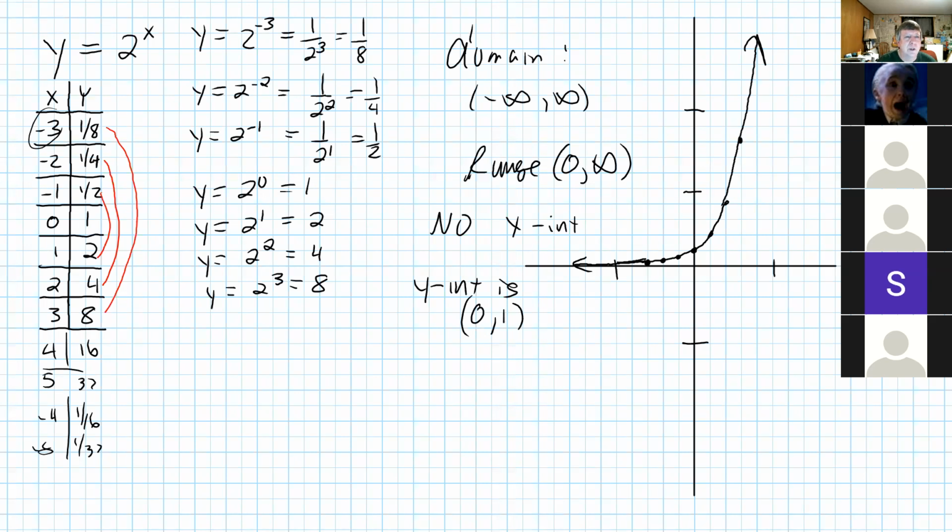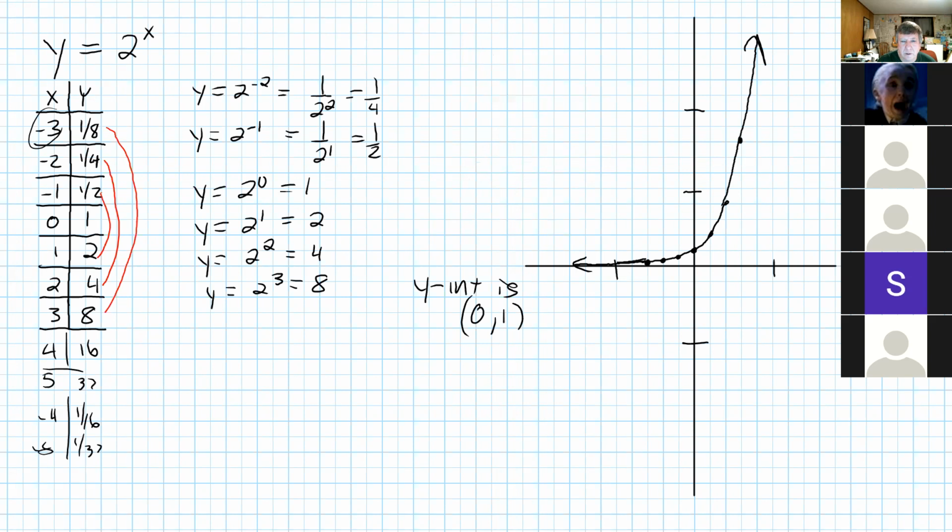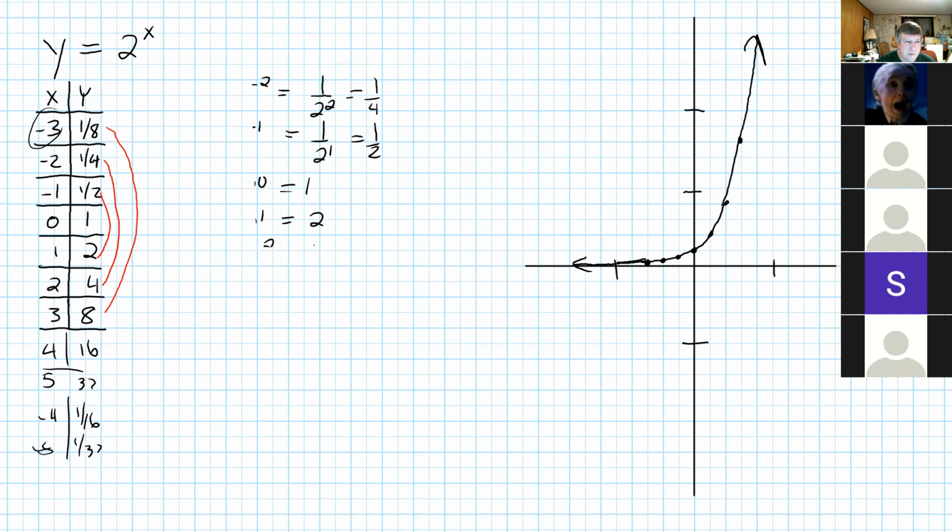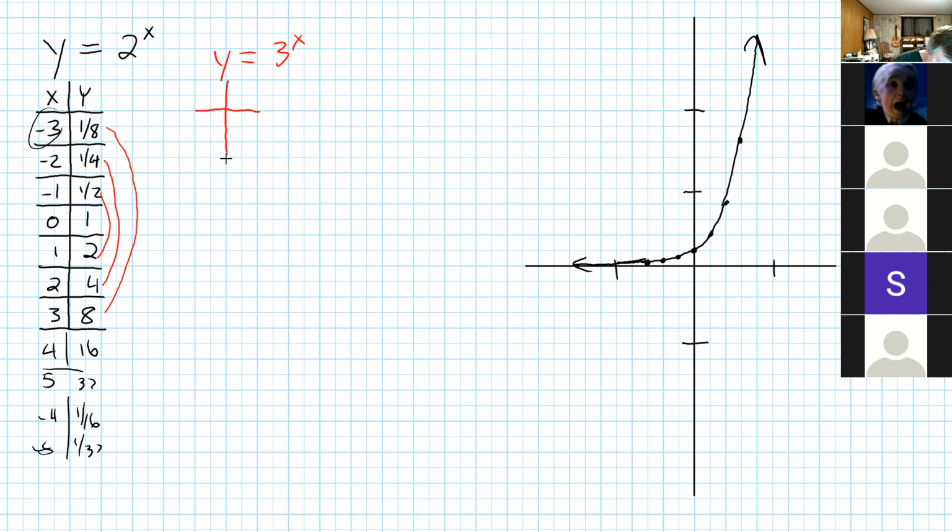All right, we're going to go back and graph another equation. Let's see here, we'll do this one in red. Y equals 3 to the x power. And let's see what we get here with our ordered pairs. So x and y, -3, -2, -1, 0, 1, 2, and 3.